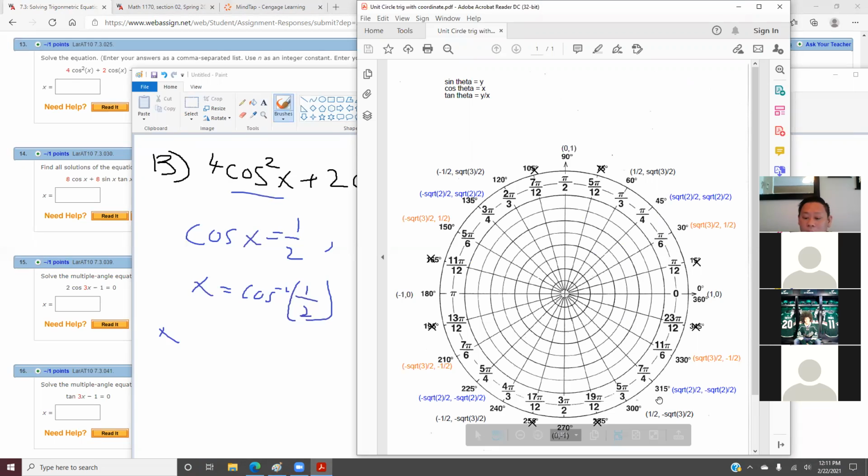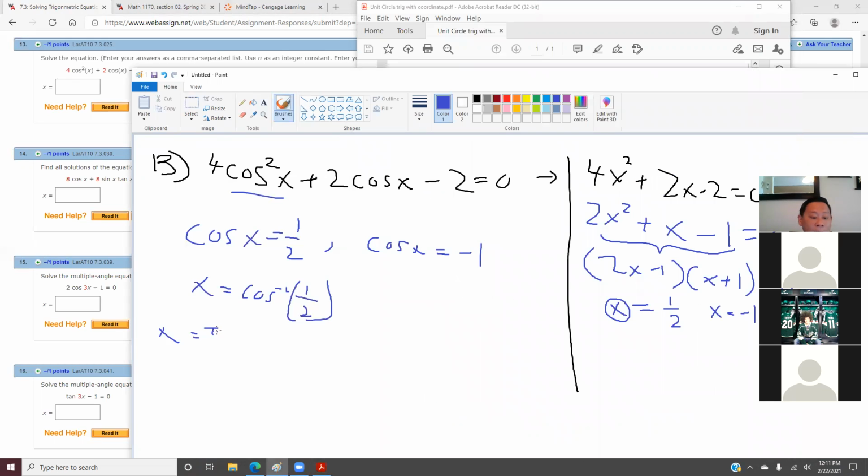And yeah, 5 pi over 3. So in this case, it will be pi over 3 and 5 pi over 3 because this has to be in quadrant 1 and quadrant 4. Don't forget, because it is in infinite revolution, so this is going to be 2n pi here.